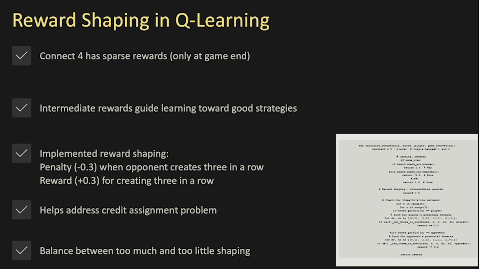Moving to the next part, reward shaping in Q learning. One challenge in Connect 4 is that rewards are sparse. You only get a reward at the end of the game. To help the agent learn faster, we use reward shaping. For example, if the agent creates three in a row, it gets a small bonus. If it allows the opponent to create three in a row, it gets a penalty. This helps the agent learn which moves are promising, even if they don't immediately lead to a win.